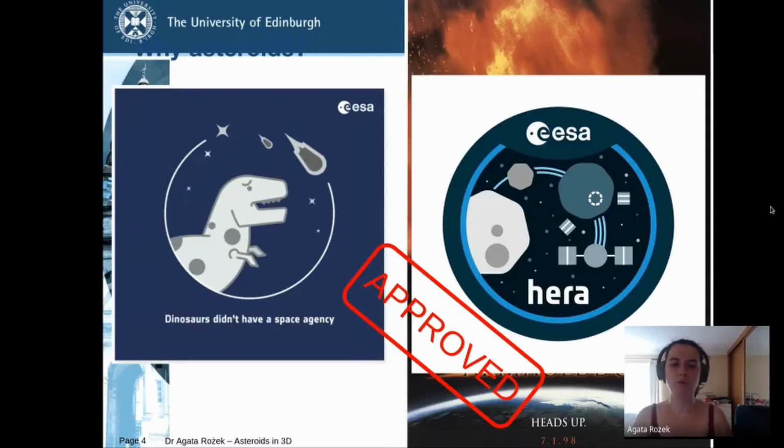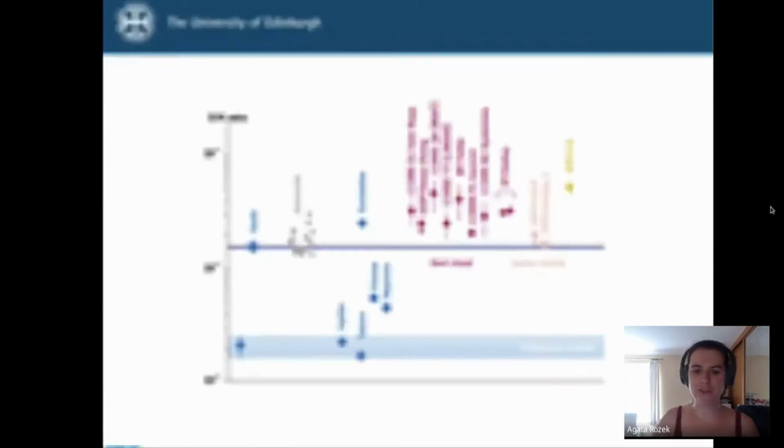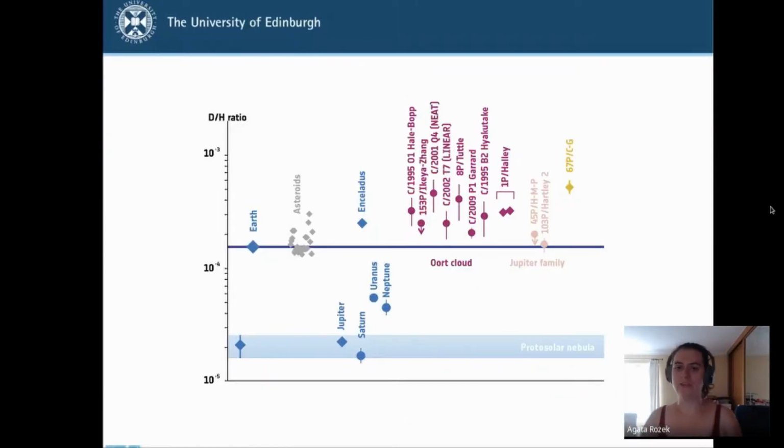So planetary defense is one reason for looking at near-Earth asteroids. Another reason is that we are more and more convinced that they can be considered an important element of how life began on Earth. When we look at the deuterium to hydrogen ratio in various solar system bodies, this is the deuterium to hydrogen ratio on the y-axis here, and we have various solar system bodies in various colors on this plot.